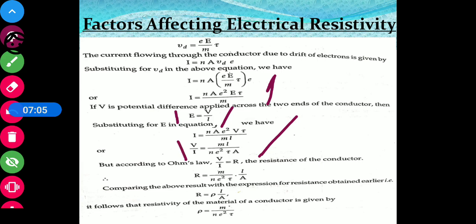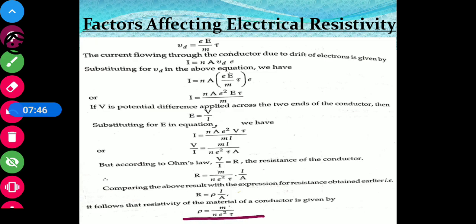Rearrange this expression: V upon I is equal to m l upon n square tau A, but V upon I is R. So in place of this you can write R and simplify it. Also R is rho L upon A. So from both equations we come to rho is equal to m upon n e square tau. From this expression we can say that the specific electrical resistivity depends upon the number of free electrons and the relaxation time, as m and e both are constants. So we can say that rho depends upon n and tau.